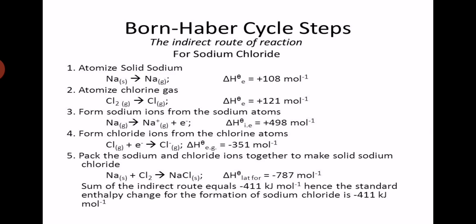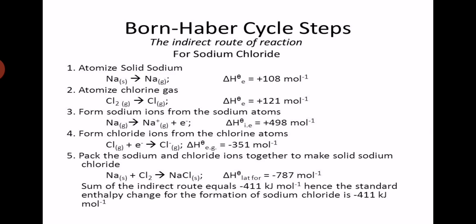In the third step, the sodium atom is converted into a sodium ion in the gas phase. Here the change in enthalpy is 498 per mole. And the fourth step, the chlorine atom is converted to chloride ion, Cl converting to Cl minus. Here the change in enthalpy is minus 351 per mole.